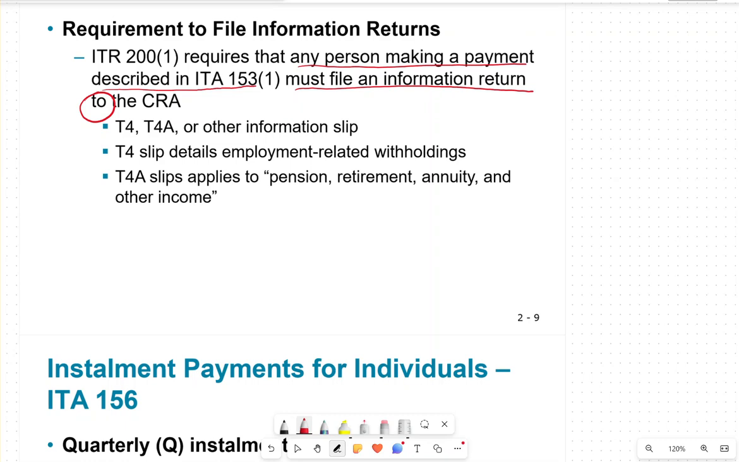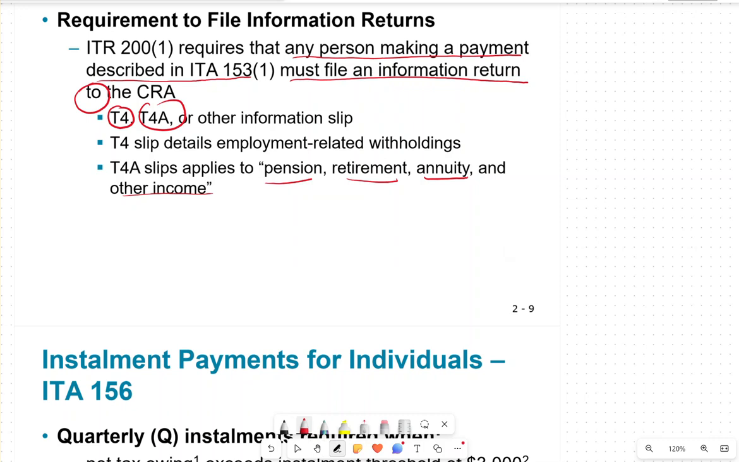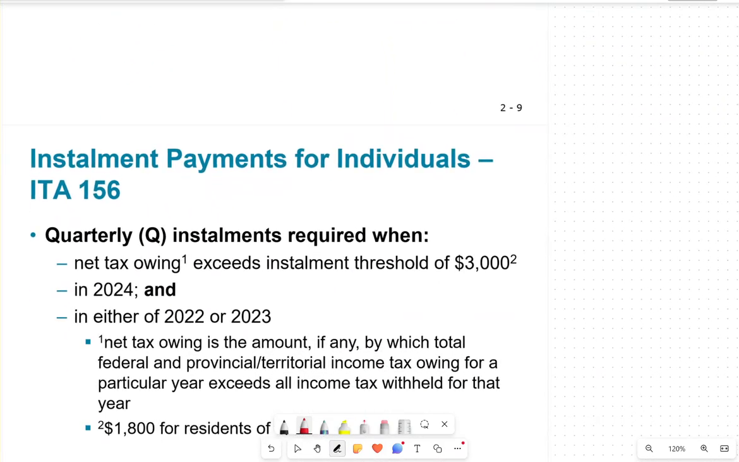I don't know if you're new to Canada, but around February, March, we start getting T4s in the mail. T4s, T4A, a pension statement, a retirement annuity, and other incomes that you generated. So you start getting them, and then you take them to the accountant if you don't want to do your own taxes, or you could use e-file or NETFILE to do the taxes if you're not making that much money.